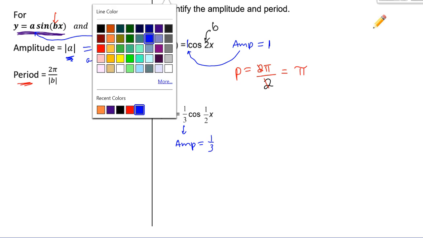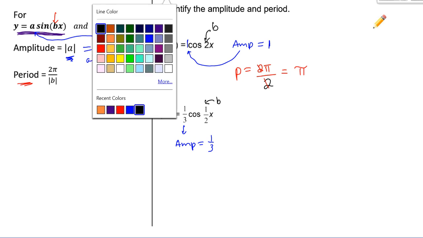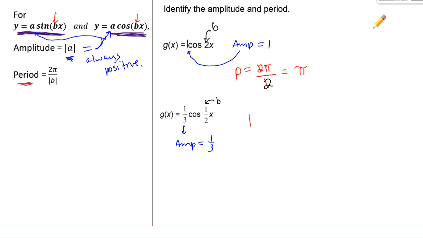And then the period, again, we have to do a little bit of calculation. This is our b right here. It's 1/2. It's okay to have fractions. We'll just do it the long way. If you have a fraction for your b, we're going 2 pi divided by b. That's 2 pi divided by 1/2. And then to divide by a fraction, you keep the first thing, change it to multiplication, and do the reciprocal. So straight across, 2 pi times 2, that's 4 pi. So our period is 4 pi.